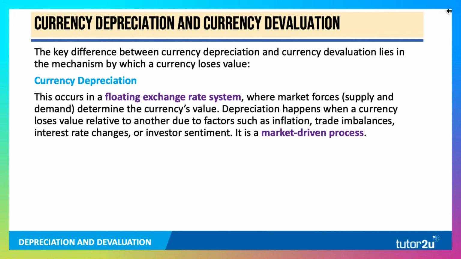So currency depreciation, well, that happens in a floating exchange rate system. It could be free floating, where market forces determine the currency's value, or it could be managed floating, where there's some central bank intervention. And depreciation happens when the external value of a currency goes down relative to another due to factors such as inflation, maybe trade imbalances, interest rate changes, or just market sentiment, the sentiment of speculative buying and selling. It's a market-driven process.